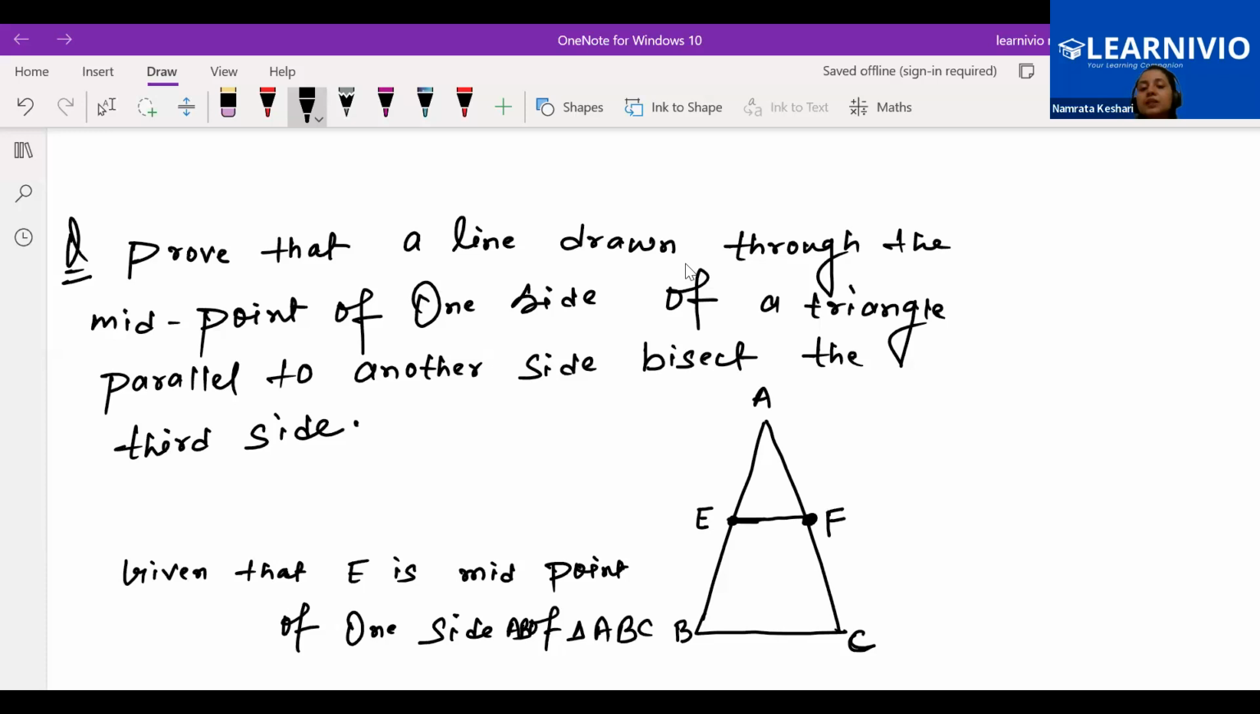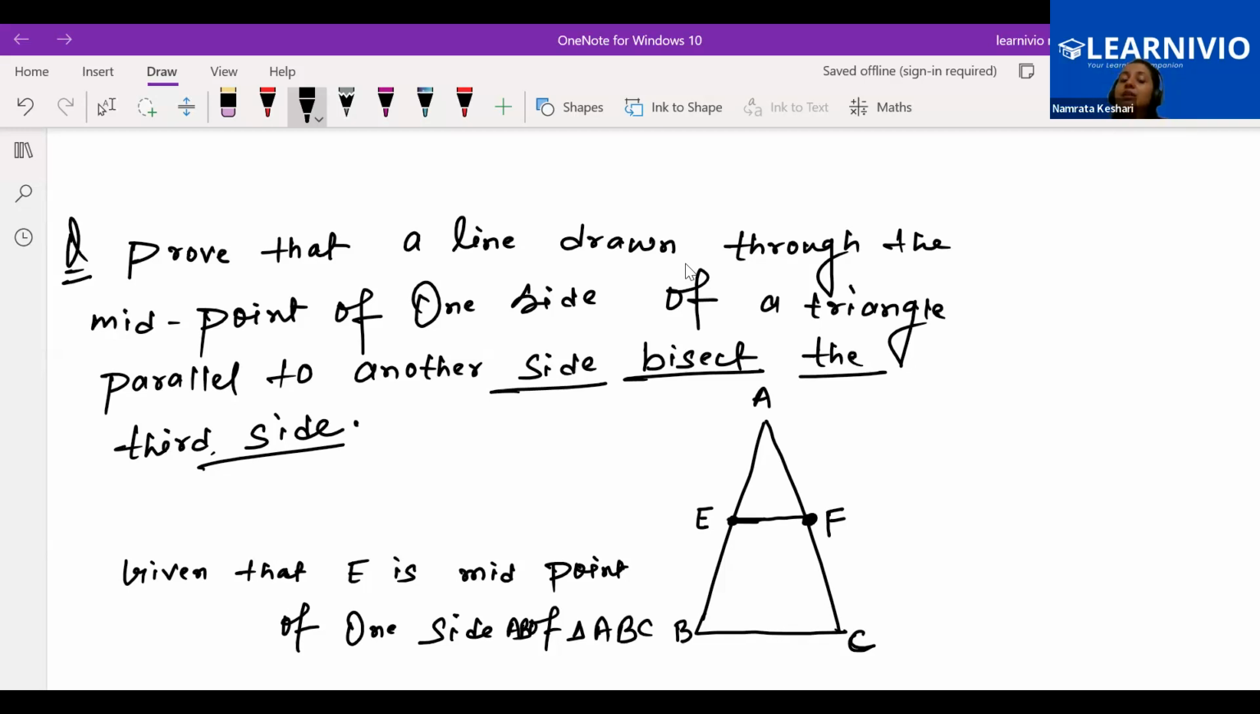So basically we have to prove that F is also the midpoint of AC. Bisect means the other side is getting bisected. What information is given? If we draw a line through the midpoint of one side of a triangle, and that line is, as given in the question, parallel to the other side, this we don't have to prove.